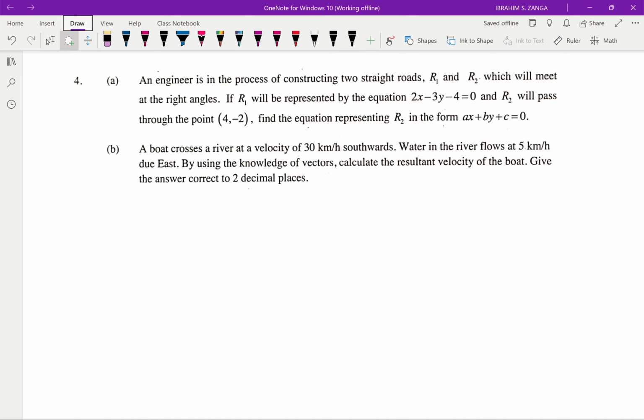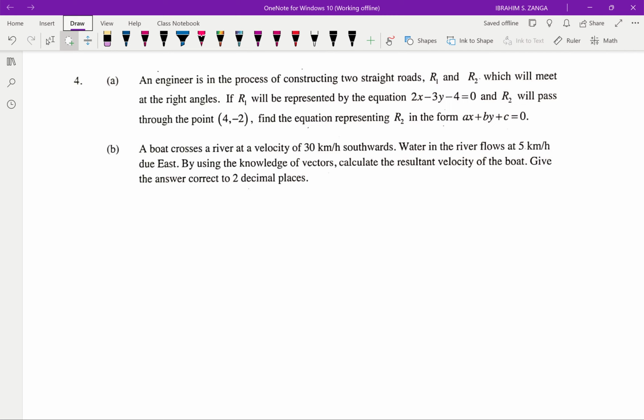For A, an engineer is in the process of constructing two straight roads, Road 1 and Road 2, which will meet at right angles. If Road 1 will be represented by the equation 2x minus 3y minus 4 equals 0, and Road 2 will pass through point (4, -2), find the equation representing R2 in the form of ax plus by plus c.